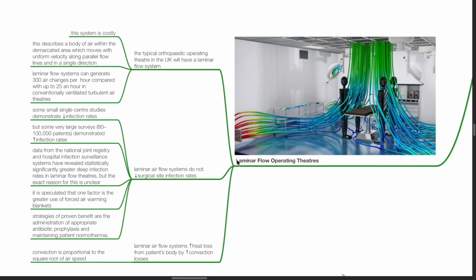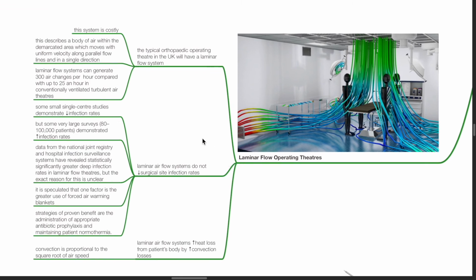Laminar flow operating theatres. This describes a body of air within the demarcated area which moves with uniform velocity along parallel flow lines and in a single direction. This system is costly. Laminar flow systems can generate 300 air exchanges per hour, compared with up to 25 an hour in a conventionally ventilated turbulent air theatre.